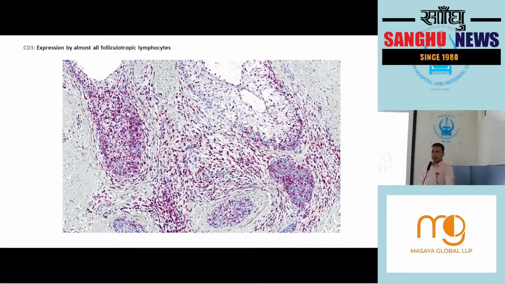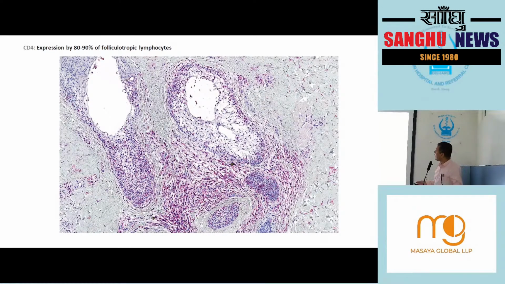Then I have sent the blocks for immunohistochemistry. You see, these are the red ones. All are the lymphocytes which are CD3 positive. They have invaded the follicle. Everywhere you see, into the follicle, surrounding the follicle, some desmoplasia also there. Everywhere you see CD3 positive lymphocytes.